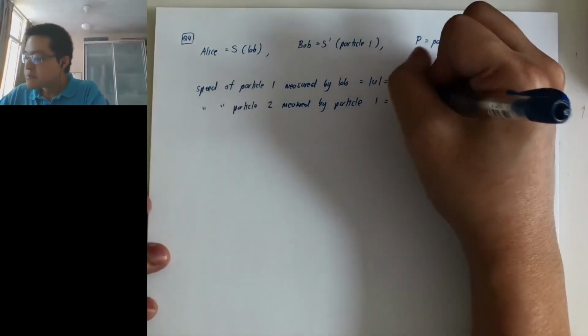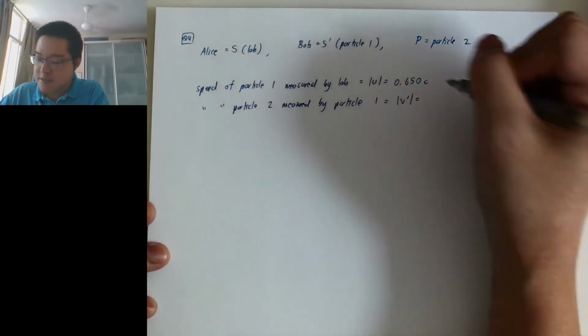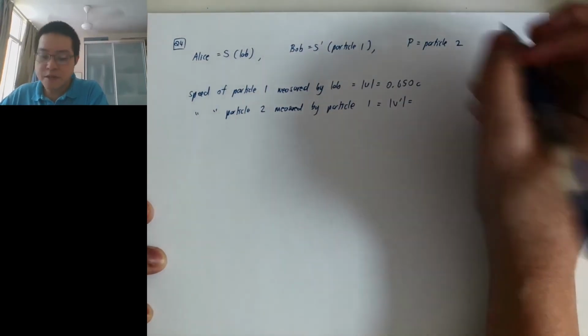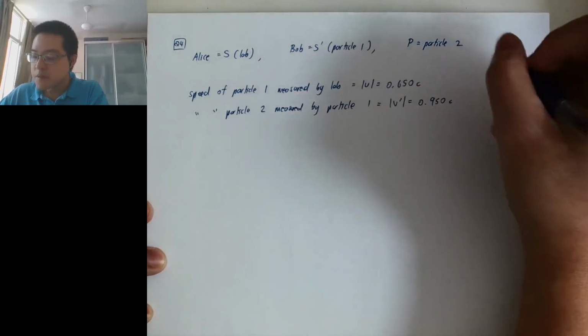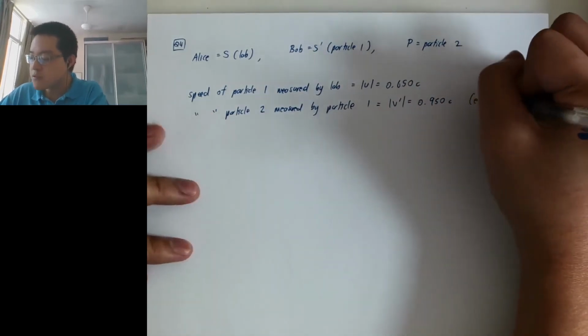So let's call this the speed first. Let's not worry about direction first. According to the question, it is 0.950 c. So this is the relative speed relative to each other.